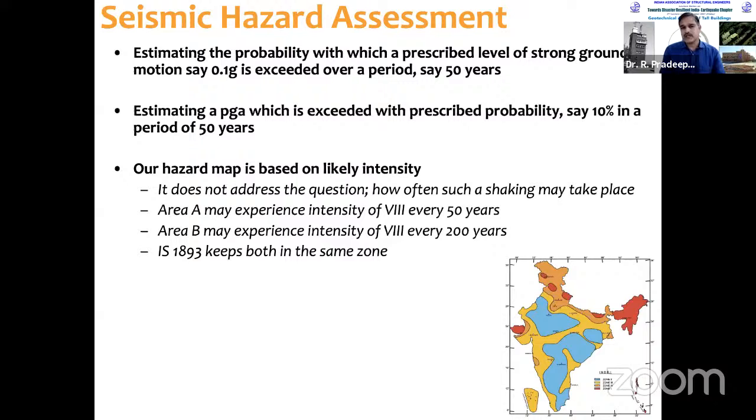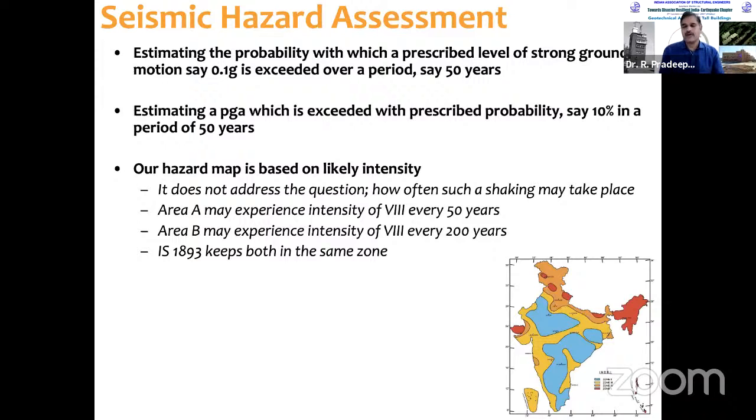Now, in seismic hazard assessment, there are these things: one is probability, second is design life, and third is the recurrence of earthquakes. One way is estimating the probability with which a prescribed level of ground shaking, say 0.1 g, that means 10% of acceleration due to gravity, is exceeded in the design life of the structure. Generally the life of a structure is 50 years for ordinary buildings. The second way is estimating the PGA, peak ground acceleration, which is exceeded with a prescribed probability, say 10%, in the design life of the structure.